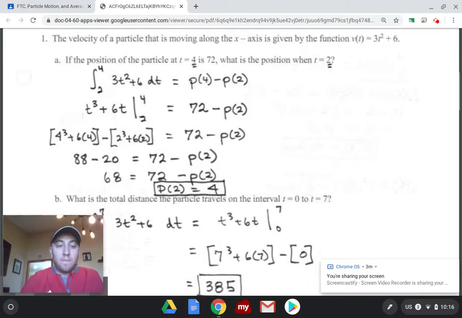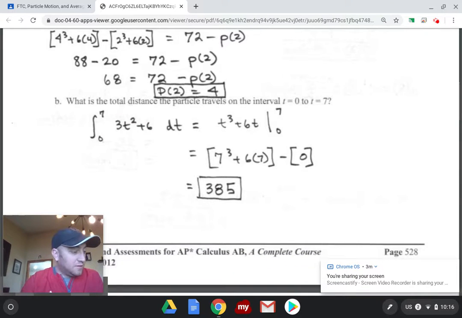Part B, what is the total distance going from 0 to 7? So if we think about that particle or that equation, 3t squared plus 6t, that is not going to change directions because that is always positive, 3t squared plus 6t. No matter what number you plug in for t, it always is going to be positive no matter what.